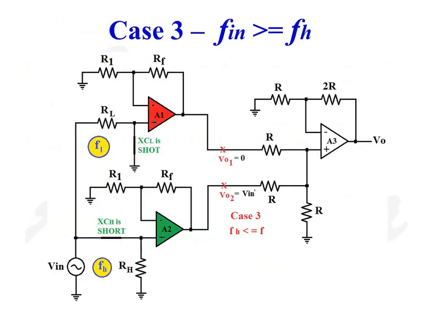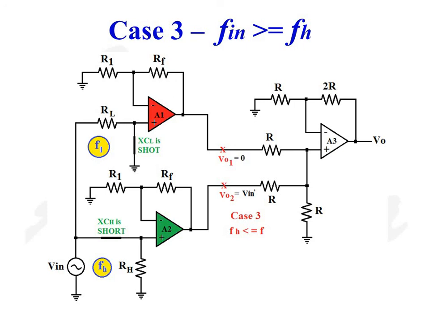Now case 3, when frequency of the input signal is greater than or equal to upper cutoff frequency FH. So capacitive reactance XCL is very small. So XCL is replaced with a short circuit. So non-inverting input of operational amplifier A1 is pulled down, or potential at the non-inverting input of op-amp A1 is equal to 0. So output of op-amp A1 is equal to 0.